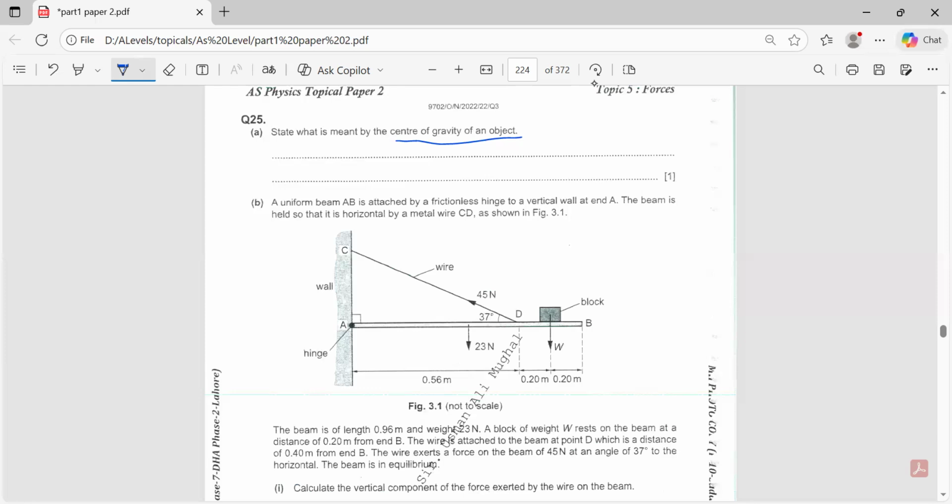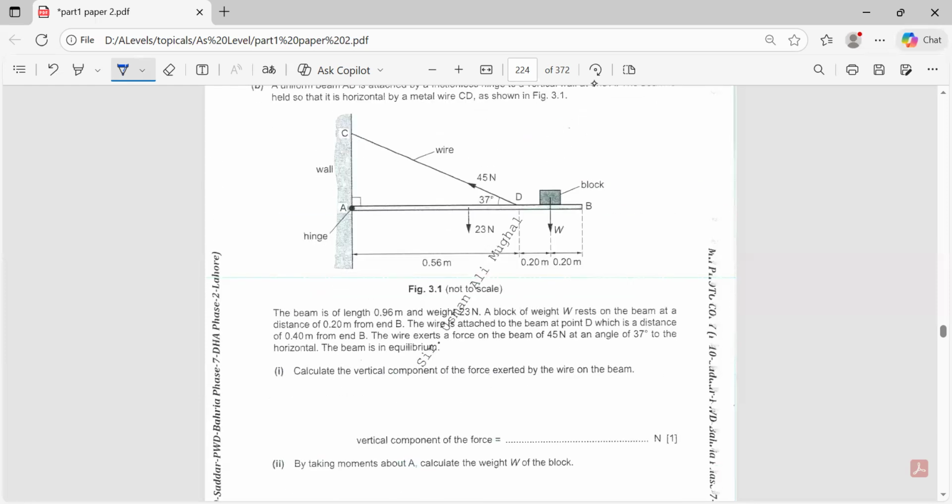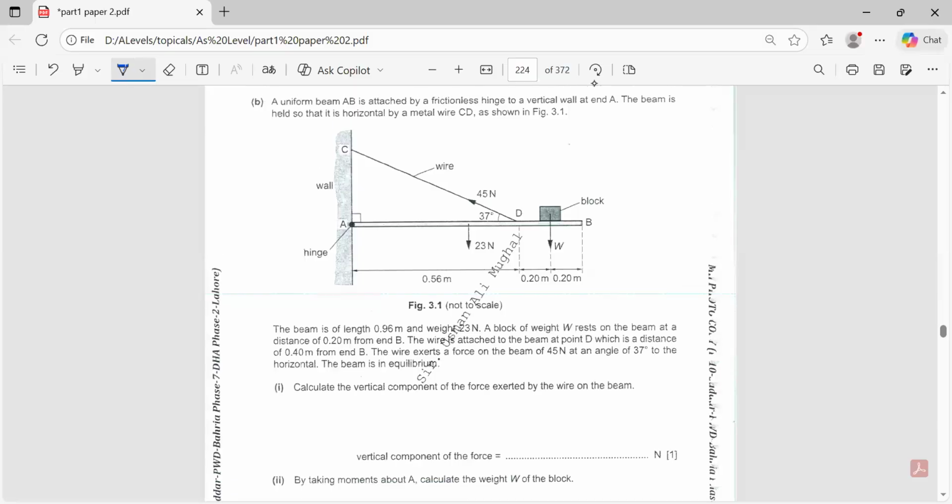Okay, let's see the main part of this whole question. The main part of this question is saying that a uniform beam AB is attached by a frictionless hinge to a vertical wall at end A. The beam is held so that it is horizontal by the metal wire CD, as shown in figure 3.1. The beam is of length 0.96 and weight is 23 Newton.